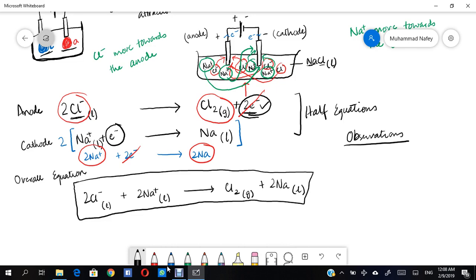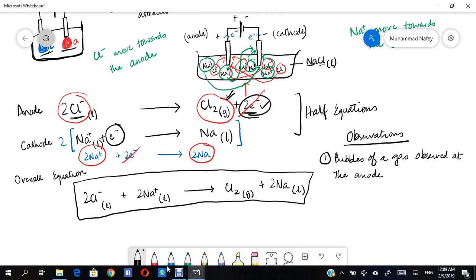will be, firstly, if we take a look at the anode, what will happen is that a gas is being produced at the anode. Chlorine gas is being produced at the anode. And gases manifest themselves as bubbles. So the first observation is that bubbles of a gas are observed at the anode.